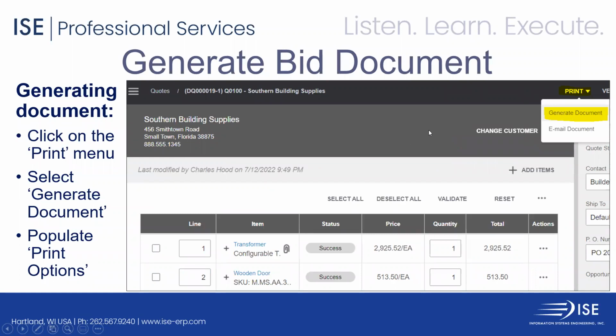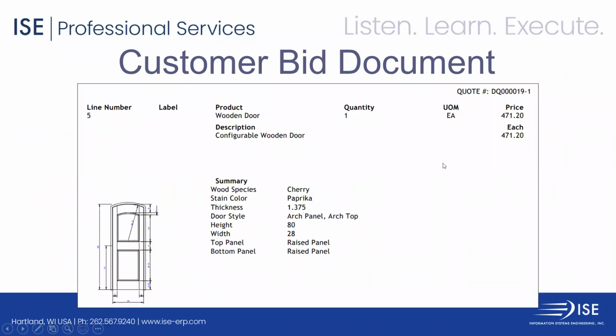And then we've talked about the generation of the document under the print menu. You click generate document, you populate your print options, and then you're good to go. You can then preview it or download it there. And then if you want to, you can come back here and email the document to the customer, to your manager, whoever you need to email it to. And here's just a little sample from the customer bid document we already saw, my little drawing, and then some of the summary of that configuration. Of course, the unit price here, in this case we only ordered one, so it gave me the price and then a net price.